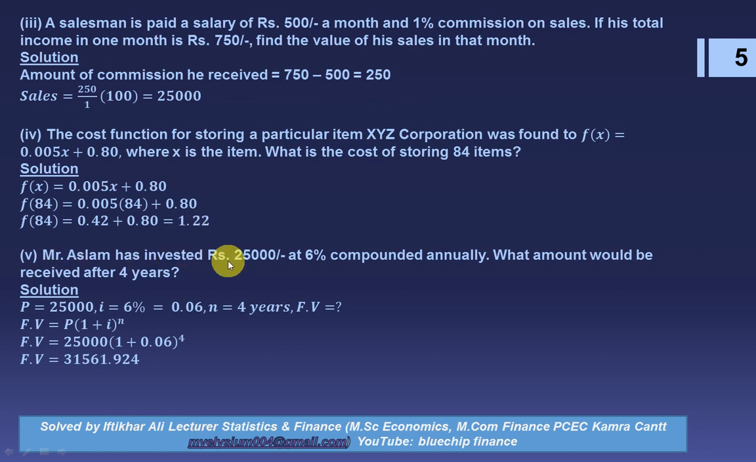Mr. Aslam has invested rupees 25,000 at 6% compounded annually. What amount would he receive after 4 years? So future value should be calculated here. It is the case of compound interest. So the future value formula under compound interest is equal to P multiplied by (1 plus i) raised to the power n. P is the principal amount, that is 25,000, interest rate is 6%, that is 0.06, and n is 4 years, so n should be 4. After putting the values into this formula and calculating, the future value should be 31561.924.